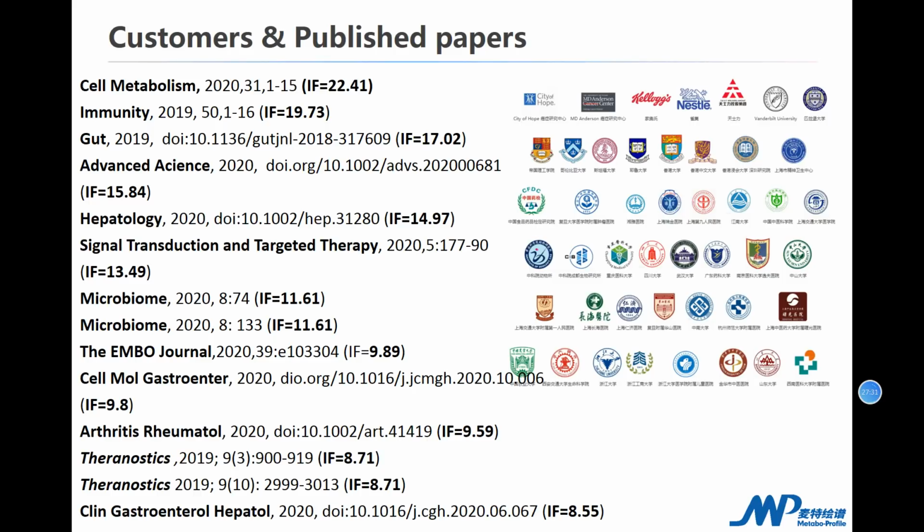So far, we have cooperated with many national and foreign clients. Here are some of their publications, like Cell Metabolism published this year, Immunity, Gut in 2019, Advanced Science, Hepatology, Signal Transduction and Targeted Therapy, and so on.